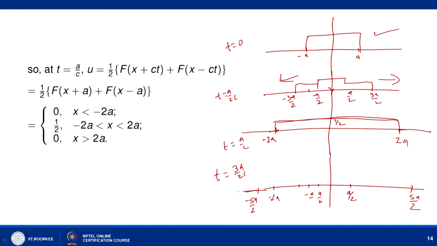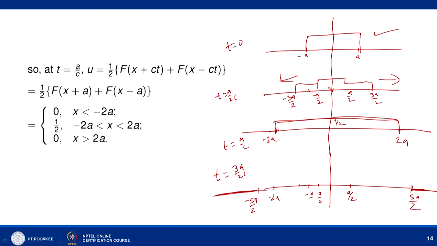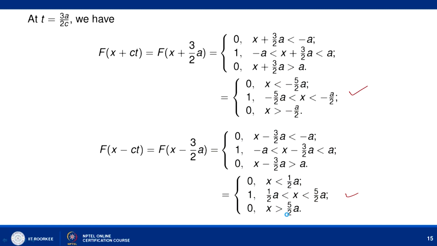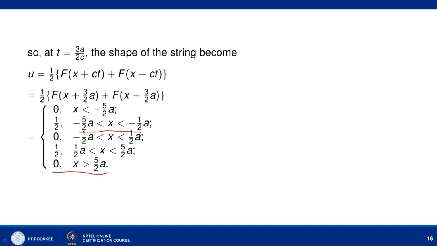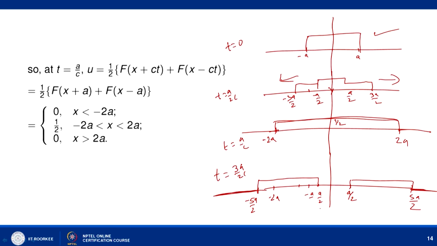So, it is minus 5a by 2, it is 0, no problem, and then between minus 5a by 2 to minus a by 2, it is half. Similarly, here a by 2 to 5a by 2, it is half, and then 0 between minus a by 2 to a by 2, and again a by 2 to 5a by 2, it is half, and so on. So, I can draw like this, whatever we have drawn is at t equal to 3a by 2c and t equal to a by c.